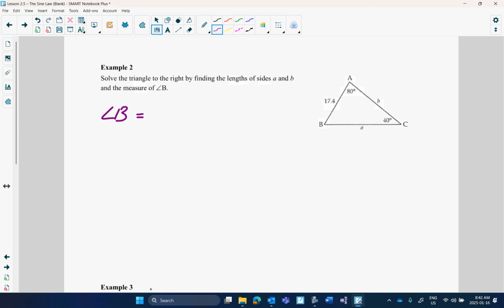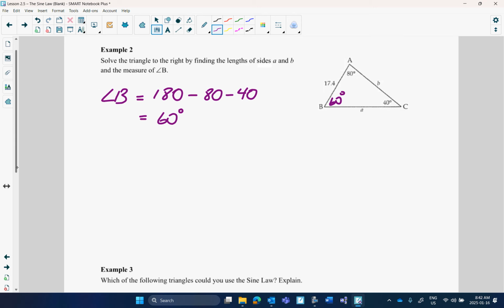How can we find angle B? 180 minus 80 minus 40. If we know two of the angles in a triangle, we find the third one by subtracting those two from 180. So we get 60 degrees. So we've got that taken care of. And now to find the missing sides, well, we know all the angles. We know one of the sides, so we can use sine law twice. Once to find a, once to find b.